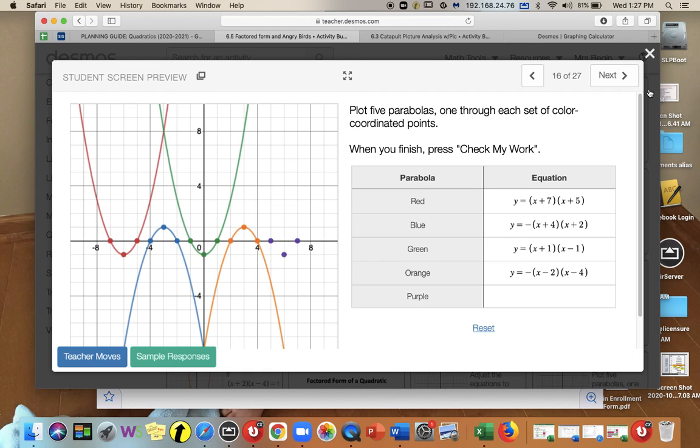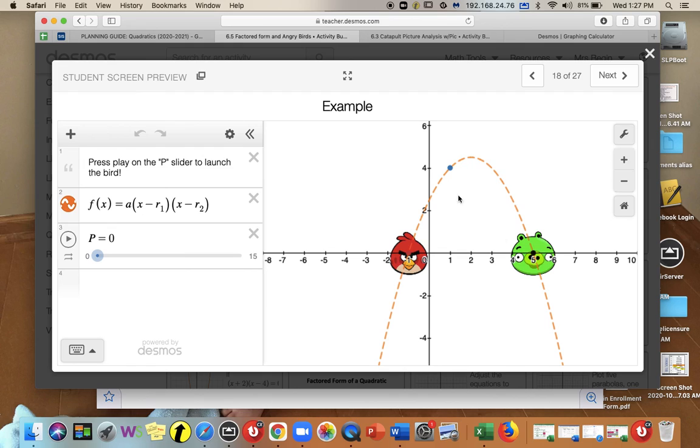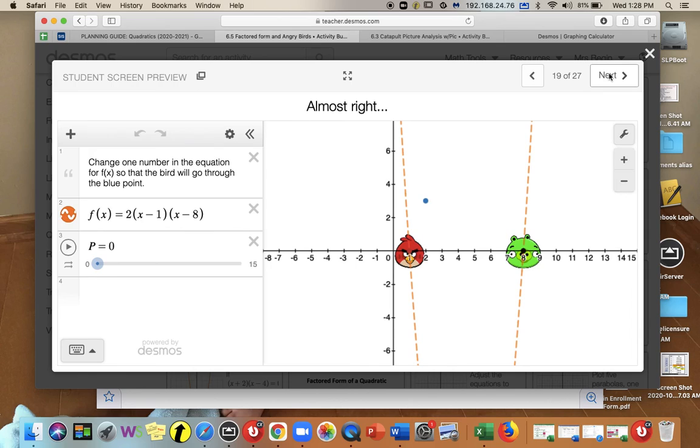So the rest of the assignment, I think you can get pretty much through our knowledge of the zeros. This is Angry Birds. So this says press play to see what happens. This is just showing you want to hit the Angry Bird, you win. Then on the next slide, you're actually going to adjust the equation so that it's going to hit the red dot. Change one number in this equation so the bird will go through the blue point.